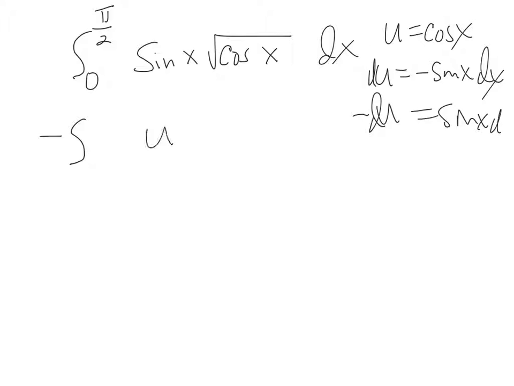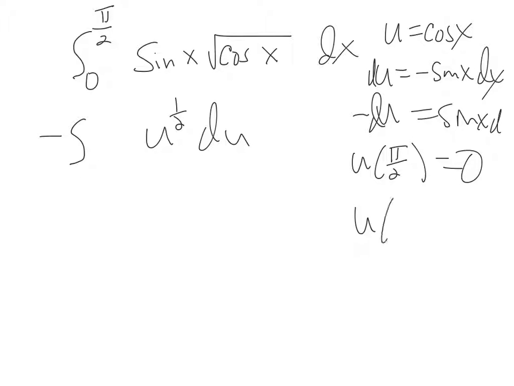And I'm going to write this as u to the 1/2 du. Now the only thing I need to change is my limits of integration. So what's u of pi over 2? Well, that's going to be the cosine of pi over 2, which is 0. And u of 0, well, the cosine of 0 is 1. So that's going to give me 1 to 0. And of course, I'm noticing that these limits are in the wrong position. I want to have the lower one on the bottom, so that means switching the signs. So that becomes 0 to 1, u to the 1/2 du.